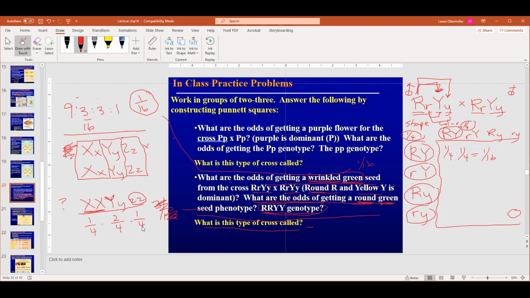And I can use the rule of multiplication. So this would be 1/4 times 2/4 would be 2/16. And then that times 1/4 would be 2/64 or 1/32. So the probability of me getting this would be 1/32. So I'll show you how we can do this with the question that we just asked.